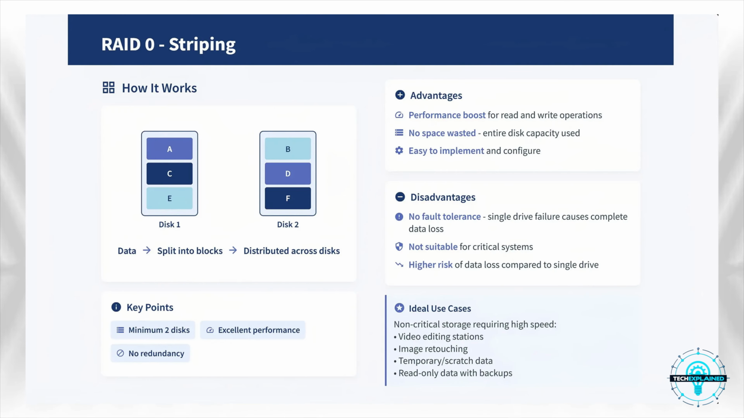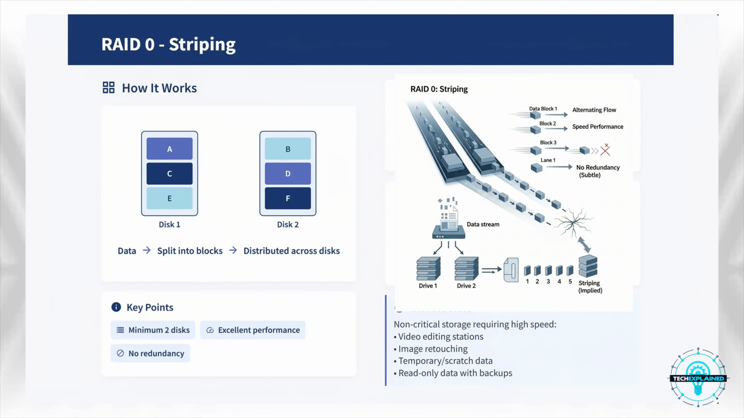RAID 0, also known as striping, is the simplest RAID level. It requires at least two drives and works by splitting data into blocks that are written alternately to each drive in the array. For example, with two drives, the first block goes to drive 1, the second to drive 2, the third to drive 1, and so on. This allows both drives to work simultaneously when reading or writing data, which can significantly improve performance, especially for large files.